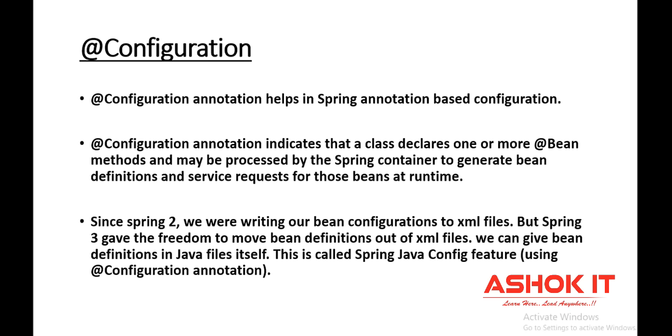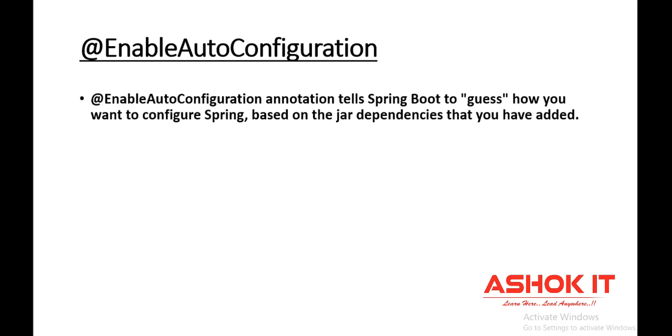Alright, now the next annotation, @EnableAutoConfiguration. This is a very important concept in Spring Boot. This @EnableAutoConfiguration annotation tells Spring Boot to guess how you want to configure Spring based on the jar dependencies that we have added. So when we are creating the project, we are adding several starter POMs in the pom.xml, right? Based on those starter POMs, this annotation tells Boot to guess the functionality that is required to configure our application. Right, now this annotation auto configures the beans that are present in the classpath.